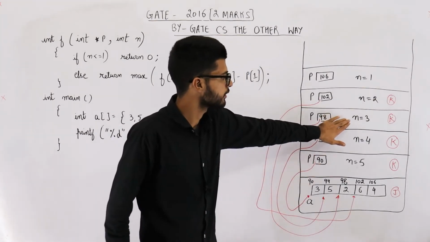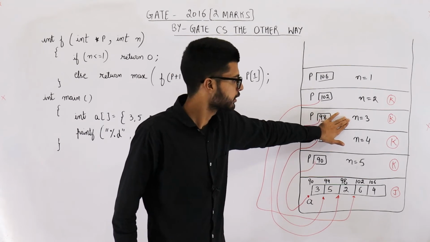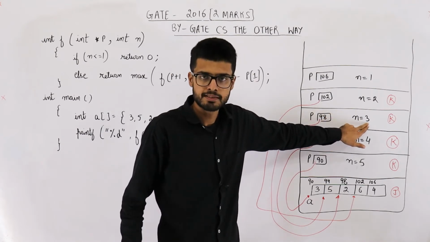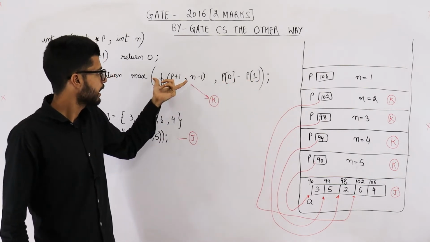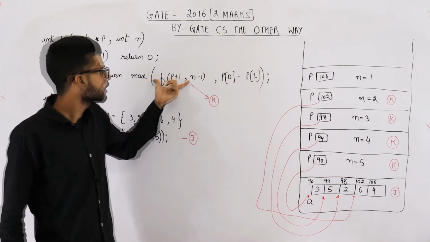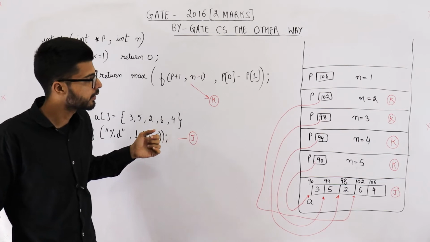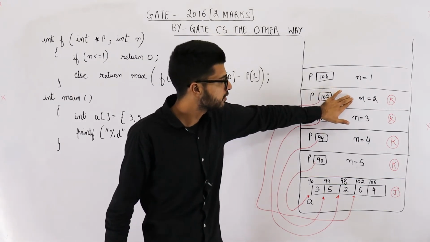Now see, we were here. In this function, n is not less than or equal to 1. Hence, it will execute this line. And when it comes here, again a new function will be called. Okay. So the new function that is called is this one.